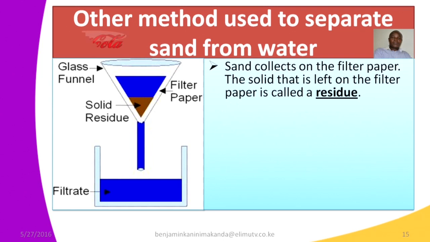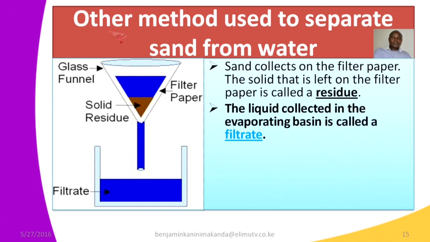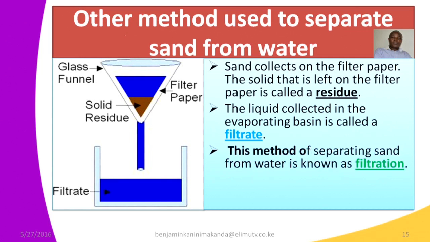Sand collects on the filter paper. The solid that is left on the filter paper is called a residue. So that's what we are saying. Now, the liquid collected in the evaporating basin is called a filtrate. As we can see from the evaporating basin, this liquid is called a filtrate. And then, this method of separating sand from water is known as filtration.